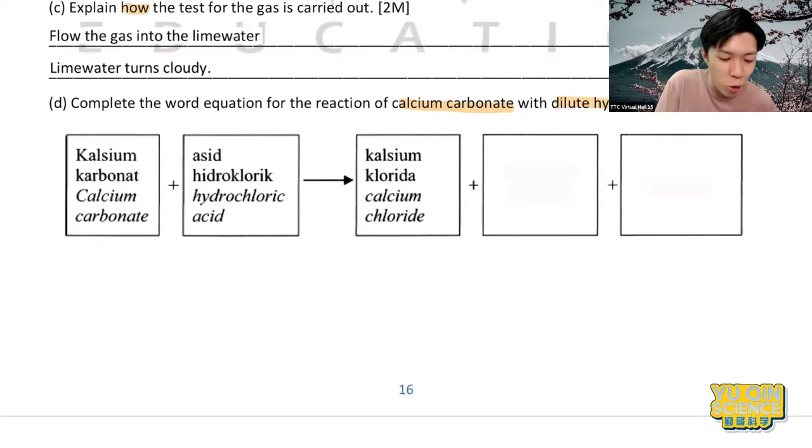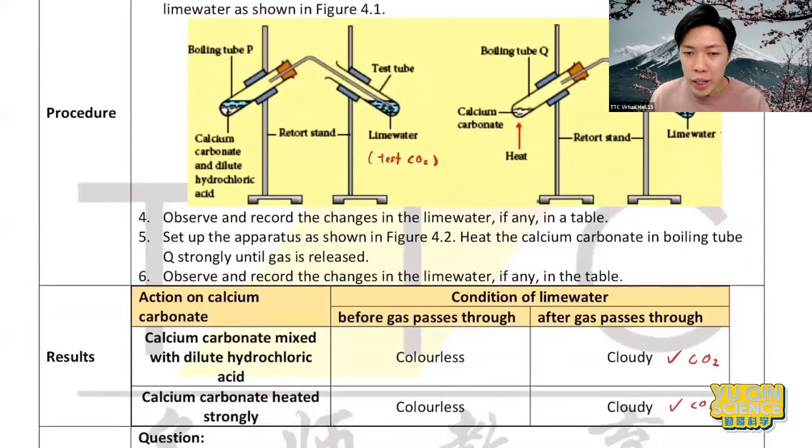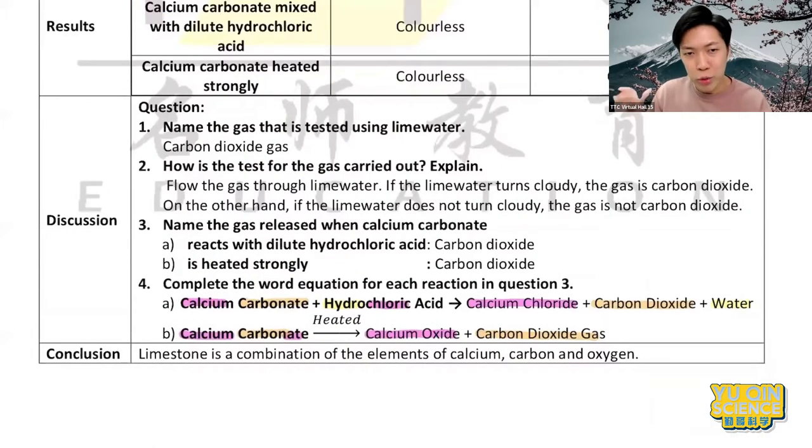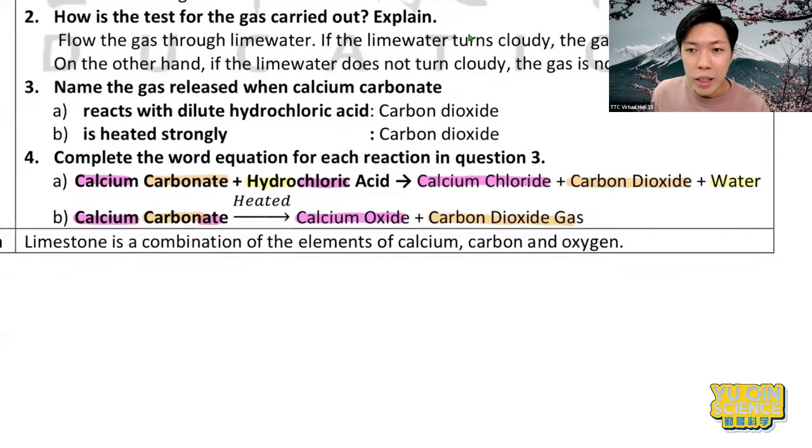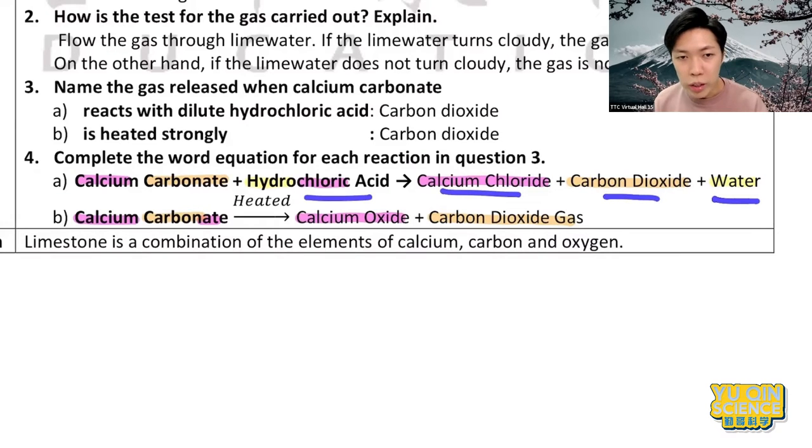Okay, this one, you have to go back to your book and read, it's here, your textbook or my book or whichever reference book. Yeah, that's correct. That's correct. If you're those who send your answer, not bad. Okay, so we have calcium carbonate and acid, right? Calcium chloride, carbon dioxide and water.